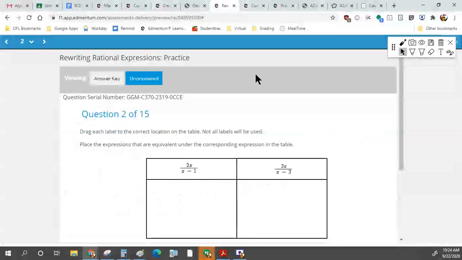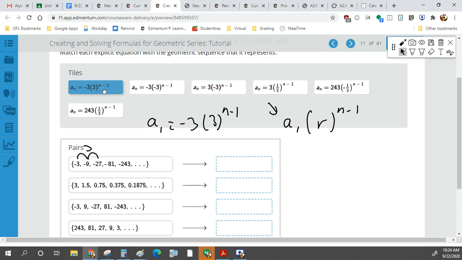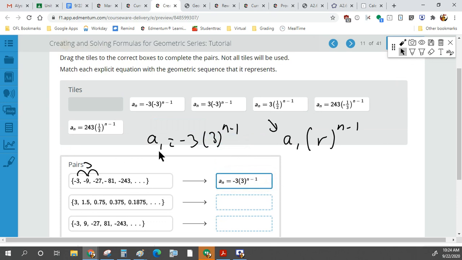So R, and then we want to do the next thing, which is n minus 1. So whatever the number was before it. So what's our R? We're always multiplying this by 3. Always multiply by 3. So our 3 goes in the parentheses, and then we have n minus 1. So right off the bat, I see that my answer should be this one. I start off with -3 and I keep going.